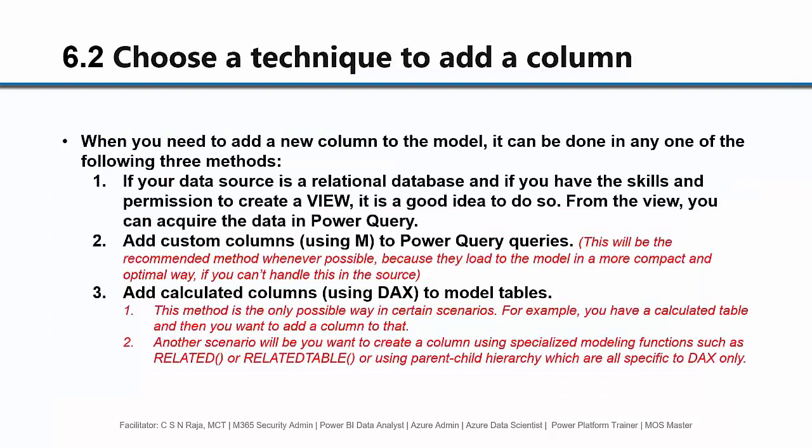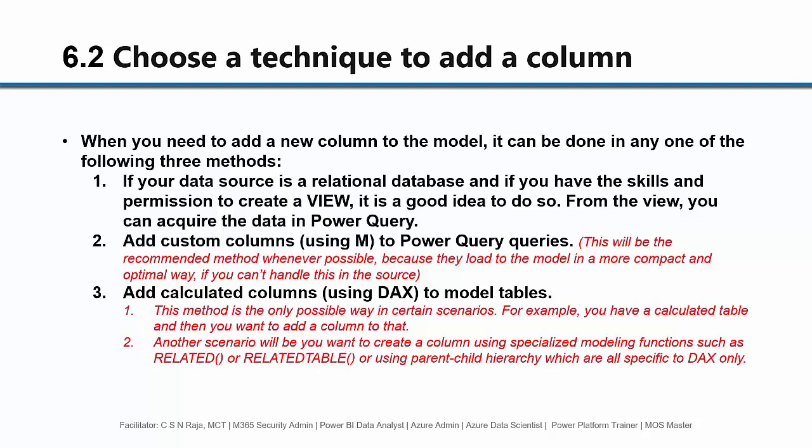We should also understand three possible ways in which a column can be added to your model. If your data source is a relational database, and if you have the skills and the permission to create a view, it is a good idea to do so. From the view, you can acquire the data in Power Query. In case that is not possible, then you can add custom columns using M to Power Query queries. This will be the recommended method whenever possible because they load to the model in a more compact and optimal way. However, you can consider this if you cannot handle the requirement in the source.